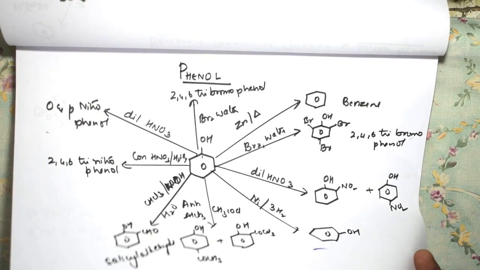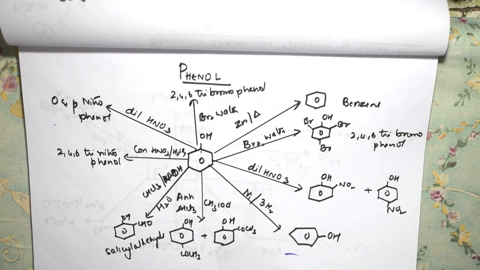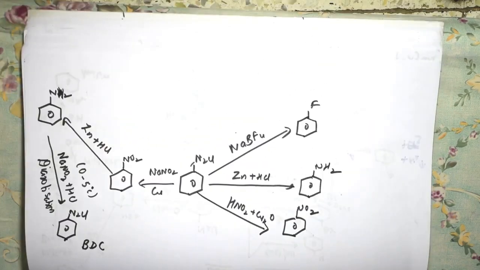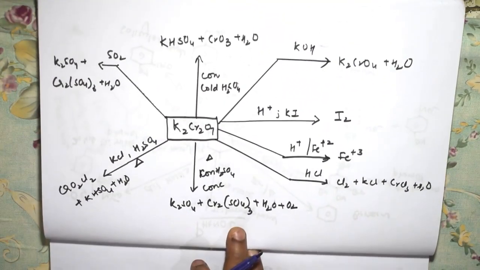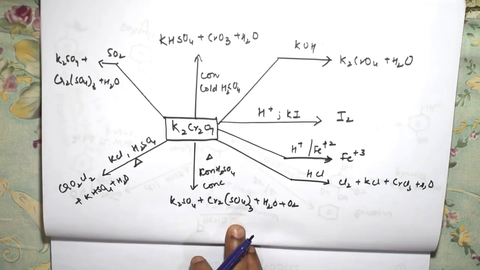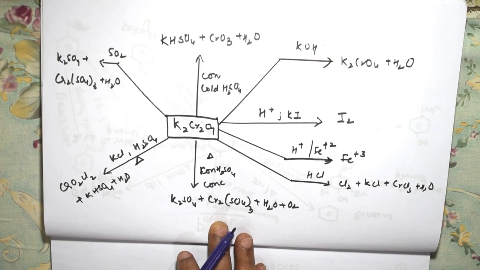Now let us see the last one, students. I'm showing you the last one. Just check, potassium dichromate. For the CBSE students, it is not there, but for the ICSE students, very important. So potassium dichromate gets converted to chromate.